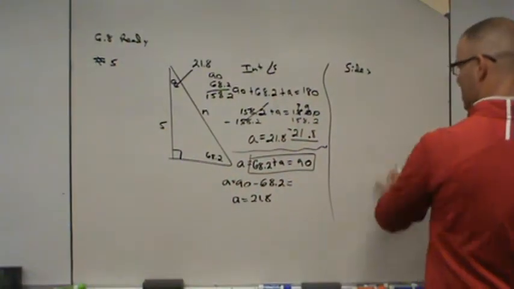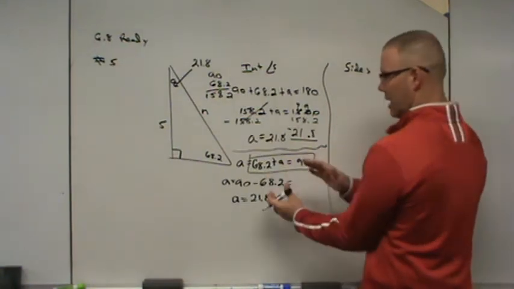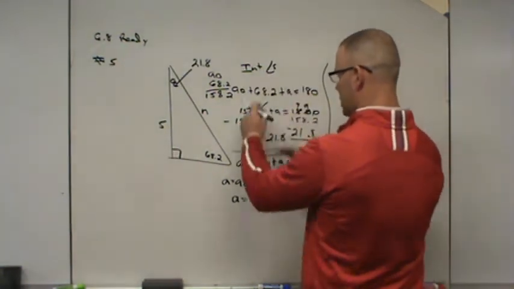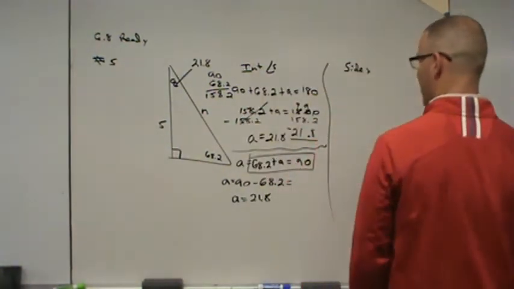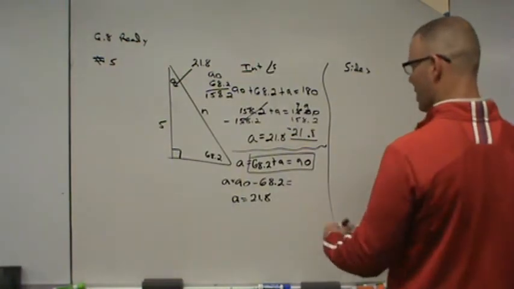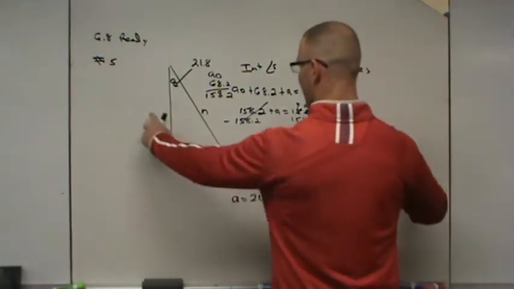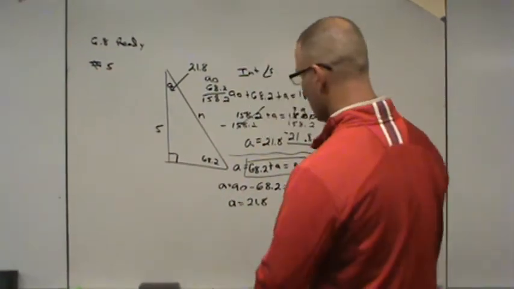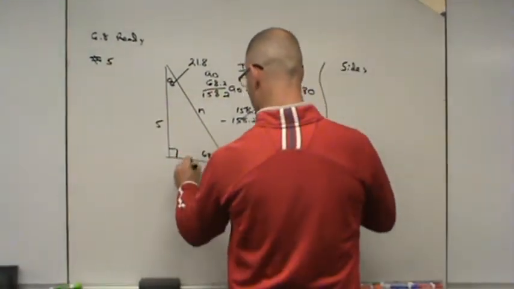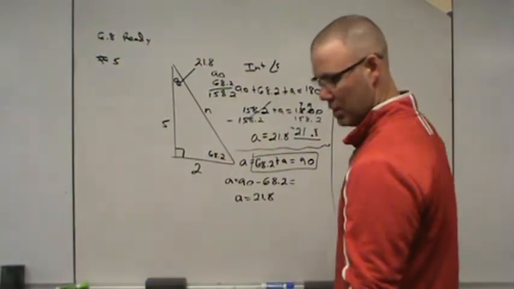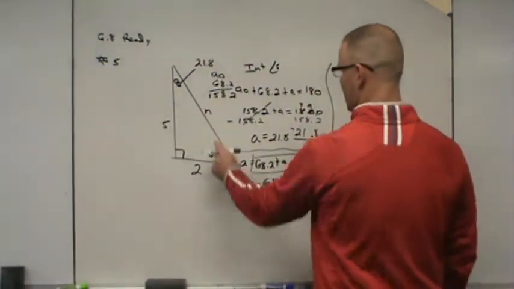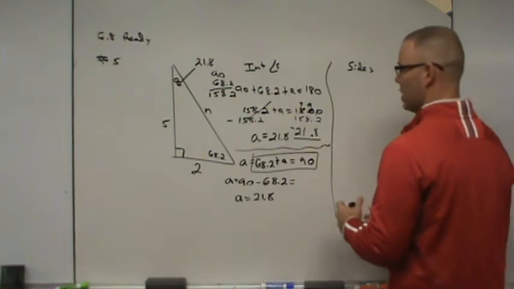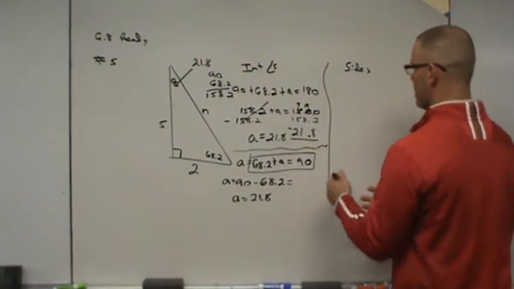Now we want to focus on sides. So again, you can do one of these two, all right? I'm showing you both avenues. Multiple ways to solve problems. Sides, now I want to focus on the sides. Well, you have one leg that is 5, another leg that is 2, and the other side is n. It's a right triangle. I know 2 of the 3 sides.